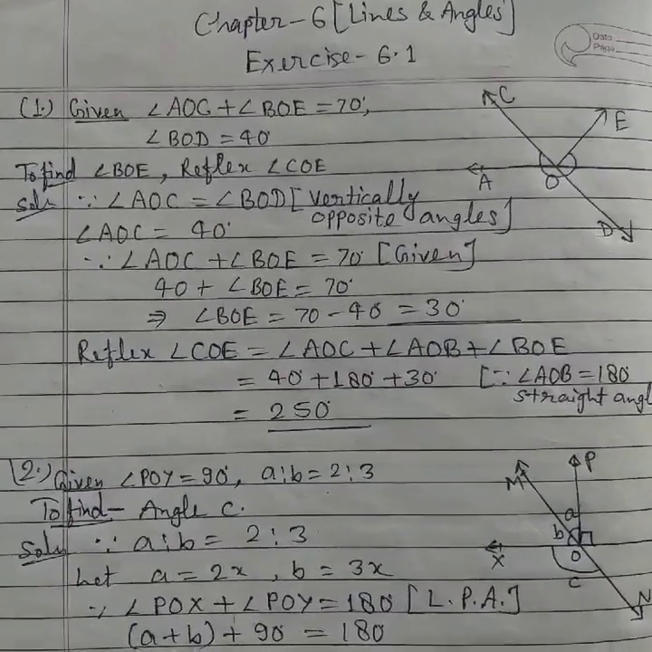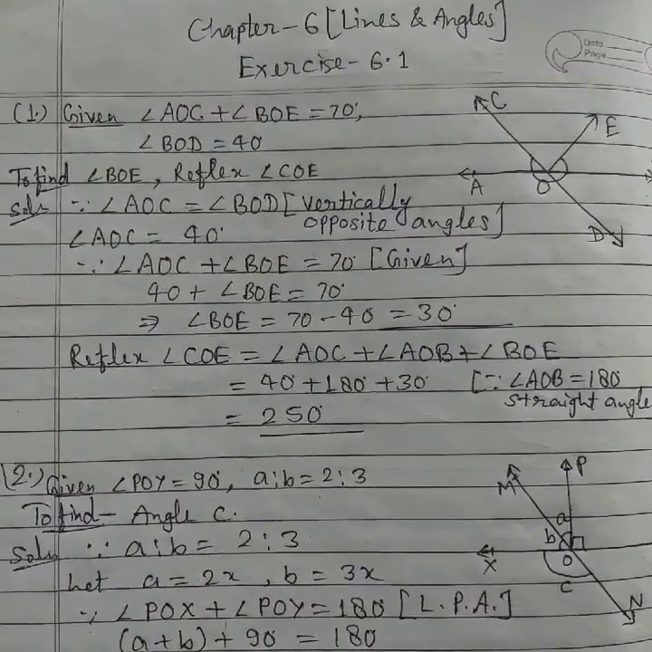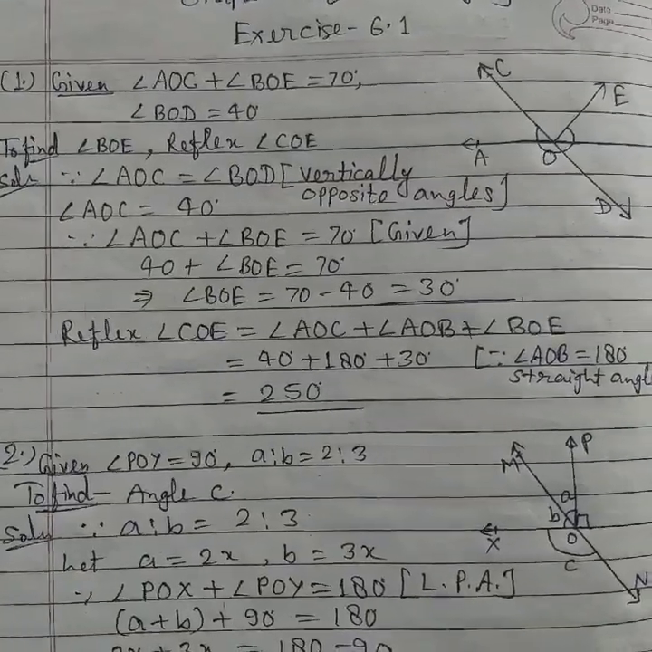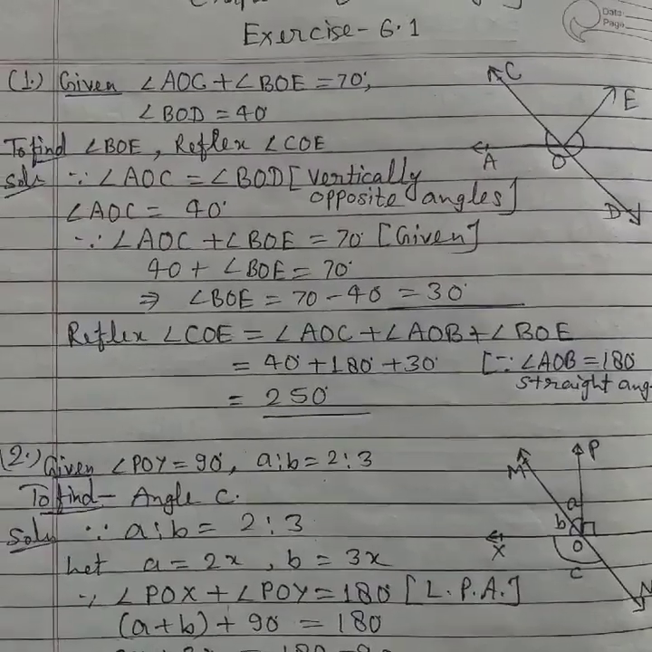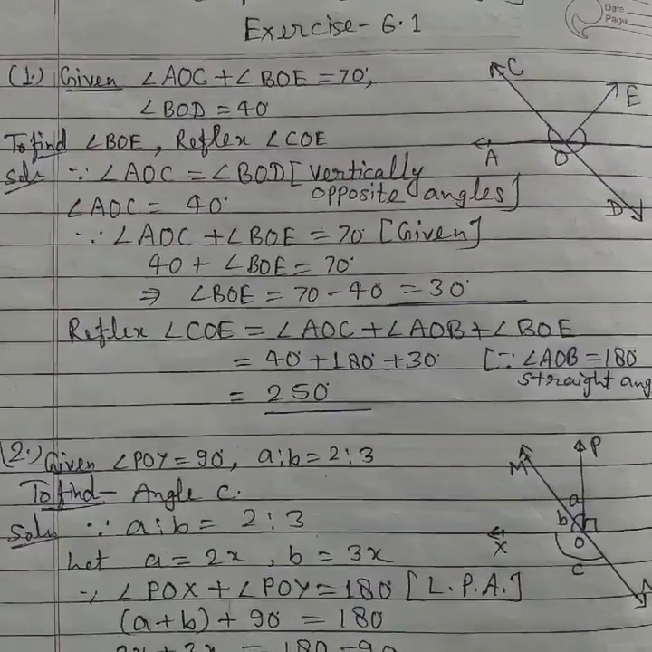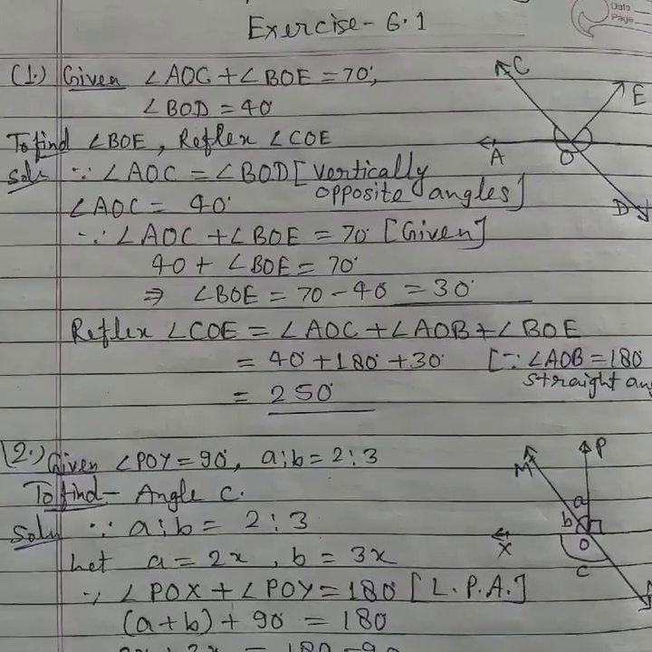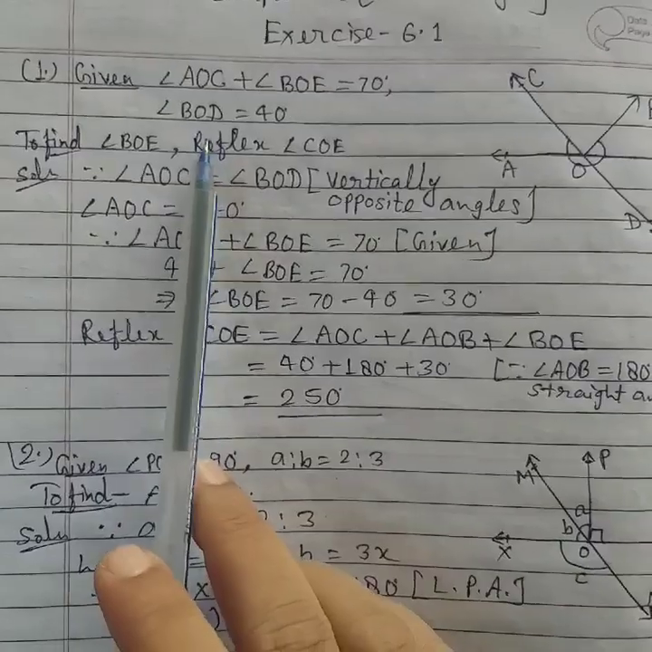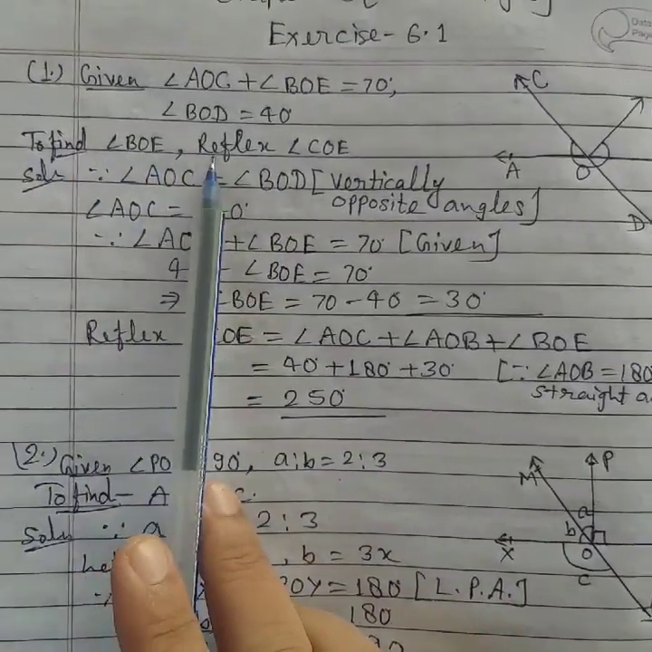Question is, in the given figure, so the diagram is given, lines AB and CD intersect at O. AB and CD are the two lines which are intersecting at point O. If angle AOC plus angle BOE equals 70 degrees and angle BOD equals 40 degrees, then find angle BOE and reflex angle COE. So here given angle AOC plus angle BOE equals 70 degrees, angle BOD is given 40 degrees, and to find angle BOE and reflex angle COE.